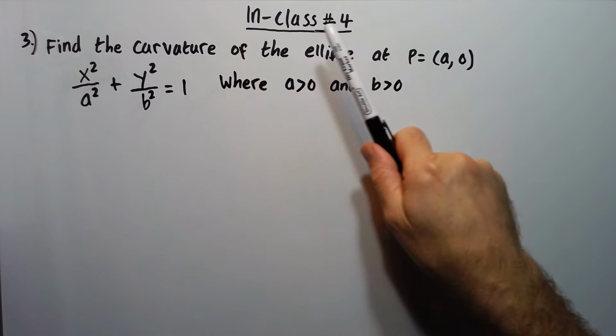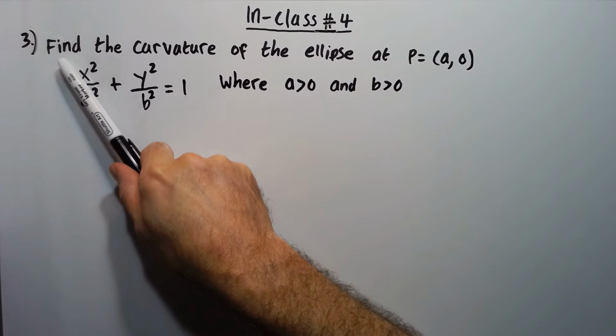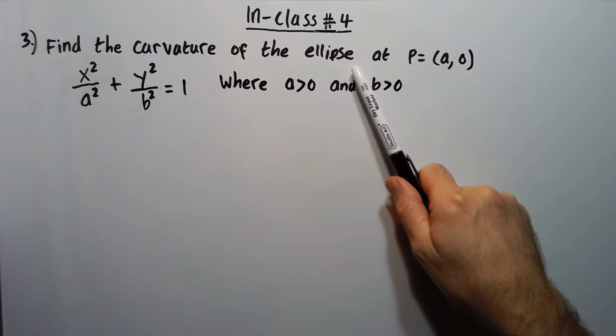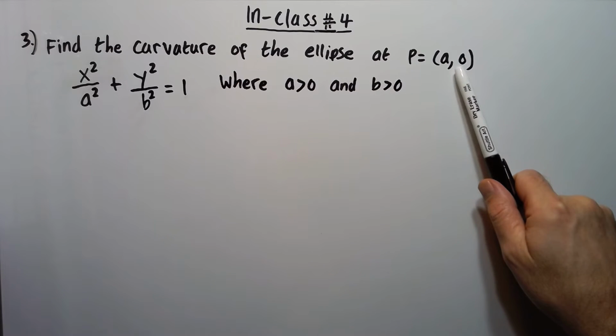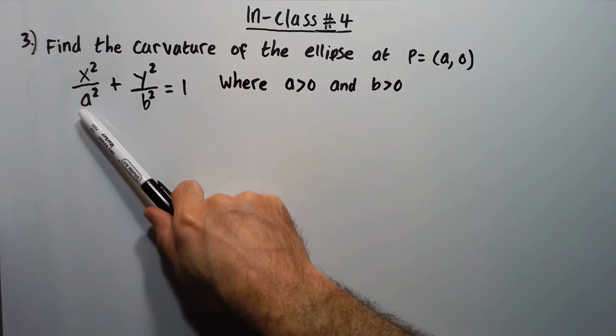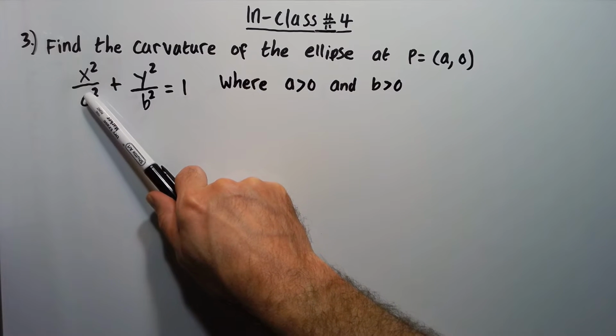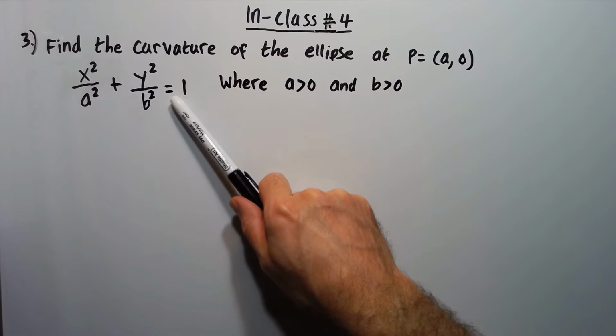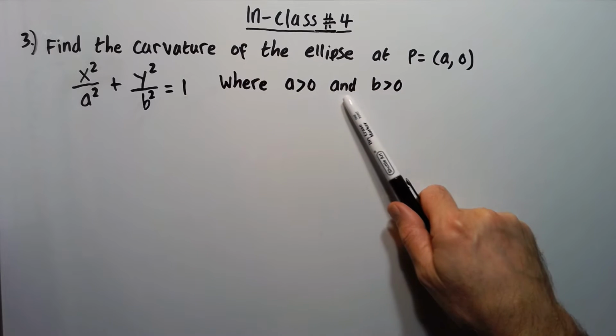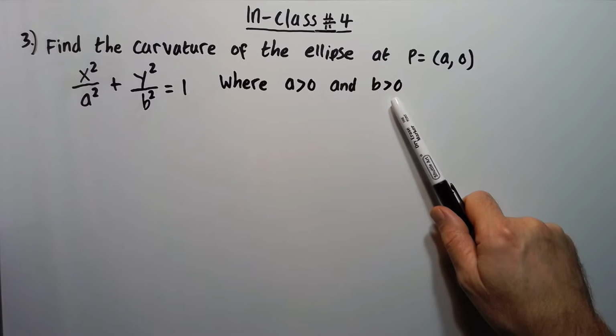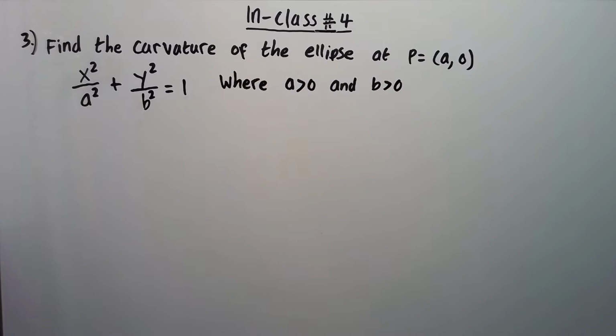Okay, so let's do in class 4, number 3. It says find the curvature of the ellipse at the point (a, 0), and our ellipse here is x squared over a squared plus y squared over b squared equals 1, where a is greater than 0, b is greater than 0. Okay, so let's first recall the curvature formula.